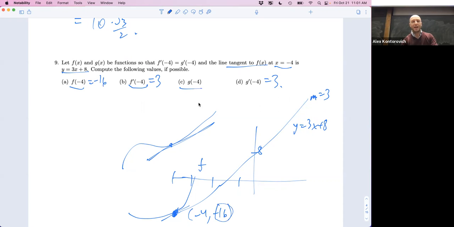How about g at -4? It could be anywhere. All I know about it is its derivative. The derivative doesn't change if you slide everything up or down. Okay, so this is, if possible, not possible.